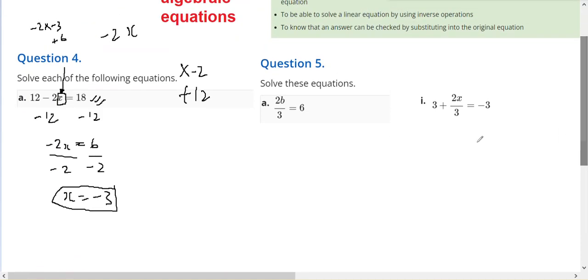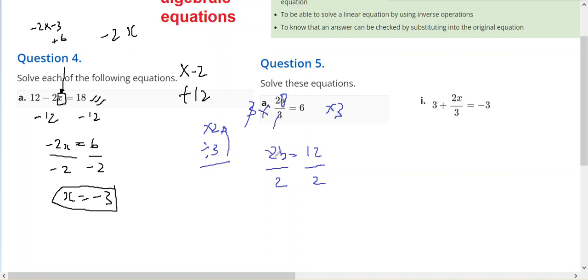Looking at examples in question 5. I also need to work out, looking at b, it was multiplied by 2, then it was divided by 3. So I'm going to multiply both sides by 3 to start off with. So the 3's cancel on the left to leave 2b, and 3 times 6 is 12. Then I'm going to divide both sides by 2. The 2's cancel on the left to leave b. 12 divided by 2 gives 6. So my answer is b equals 6.